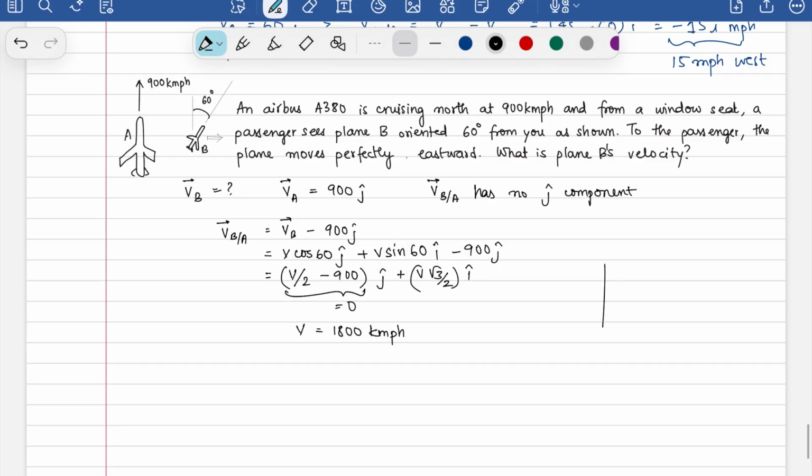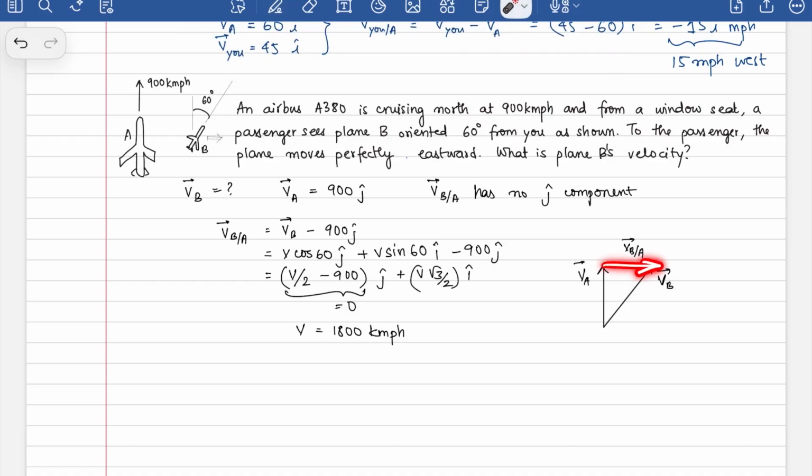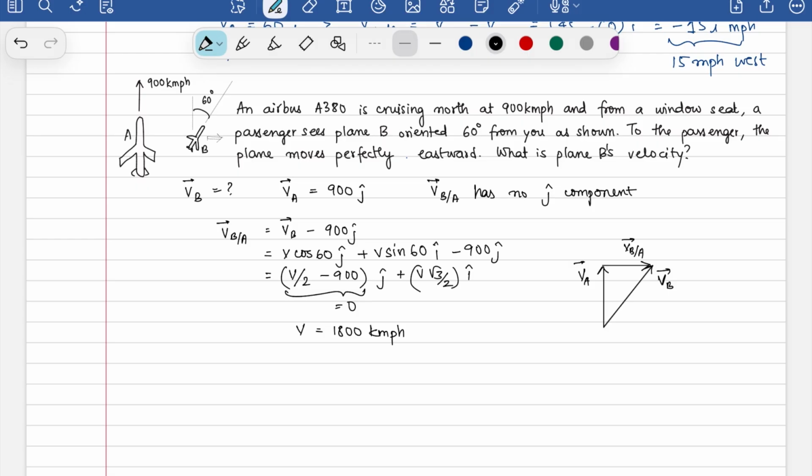Essentially what we've done is we've defined that this here is the velocity of A. This here is the velocity of B, and that the velocity of B with respect to A, which is in this direction, is purely along the eastward direction. There is nothing along the vertical direction. So those are the clues. We now made use of that to then obtain this.